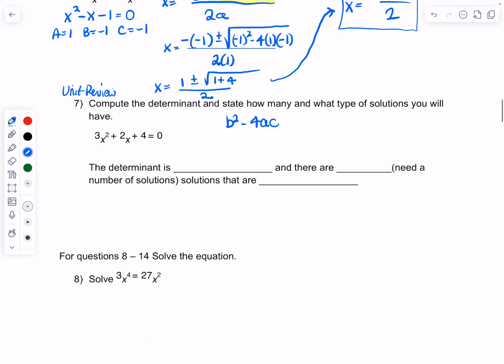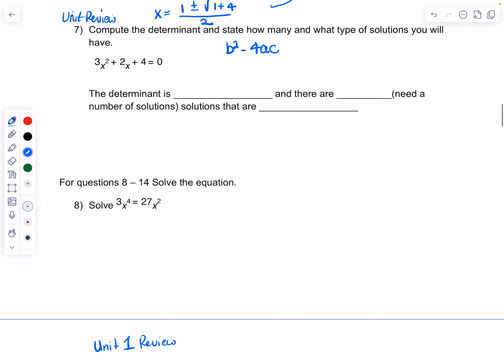Okay, so again, if we have to use the determinant or the quadratic formula, we have to make sure that all terms are on that left-hand side, which they are. 3x squared plus 2x plus 4 equals 0 is on the left-hand side. So now I'm going to label things. So a equals 3, b equals 2, and c equals 4. So now I'm going to plug and play.